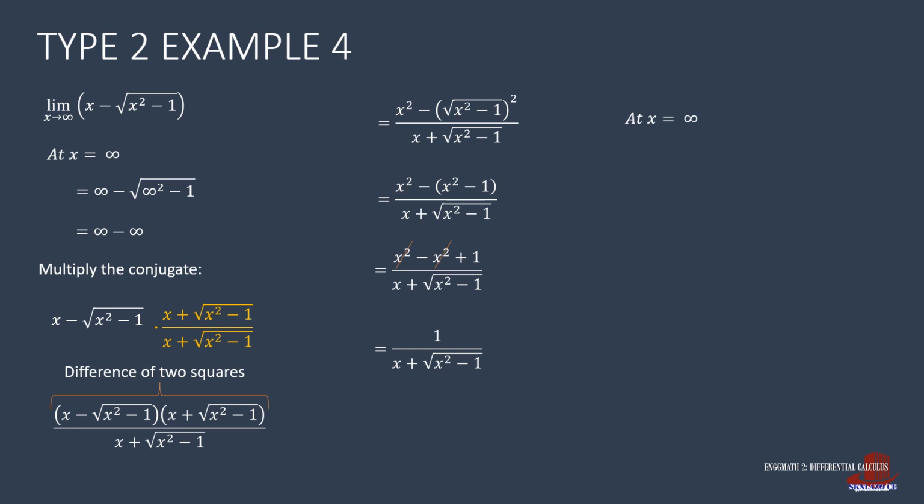With x as infinity, we have 1 upon infinity plus the root of infinity squared minus 1, where the denominator still can be reduced to infinity. Thus, the limit of x minus the root of x squared minus 1 as x approaches infinity is 0.